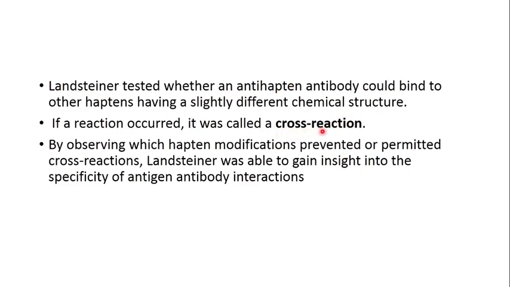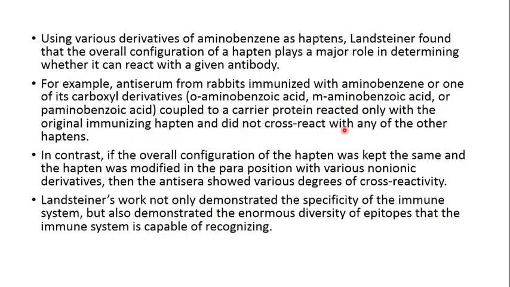If the anti-hapten antibody bound to the chemically modified hapten, then the process is known as cross reaction. Then he studied why it bound, what type of chemical modification made the cross reaction occur. If the cross reaction doesn't occur, he studied why, and what type of chemical modification prevented the cross reaction. In these two ways he studied, and came to a conclusion about which type of modification results in the cross reaction or in antigen antibody specificity.